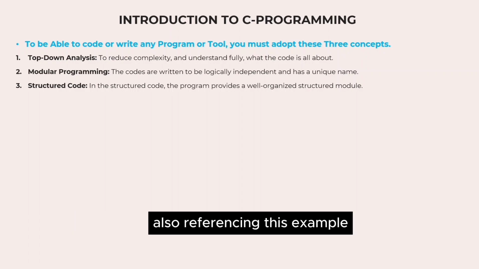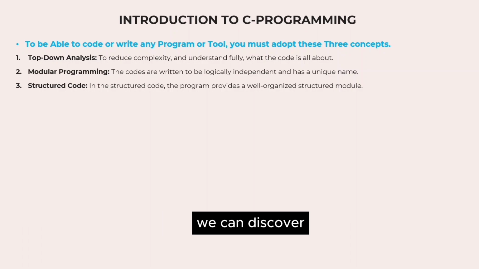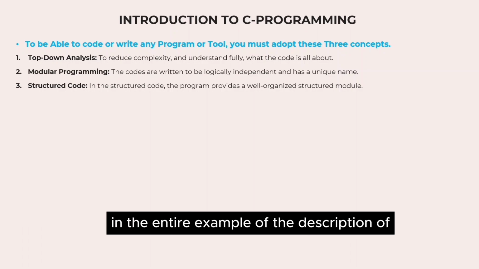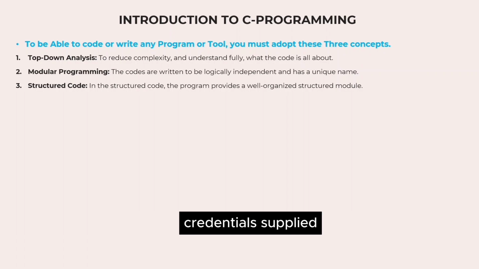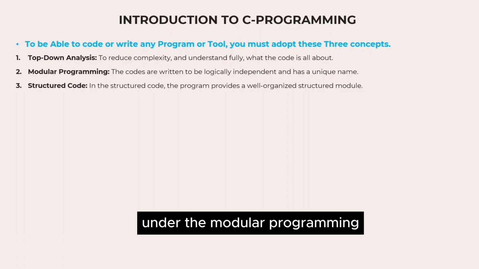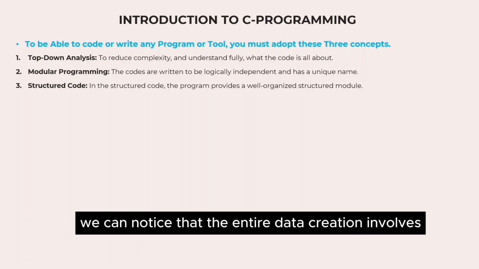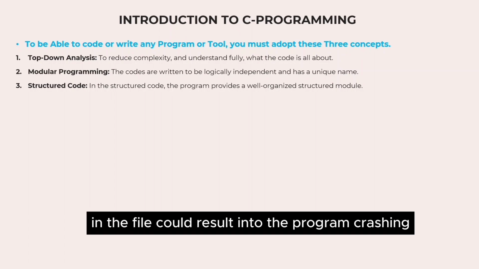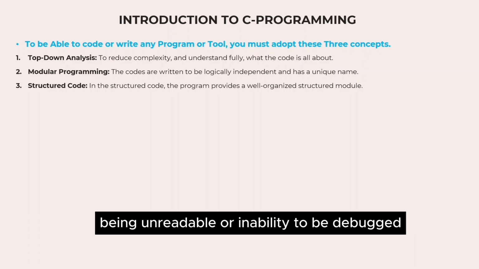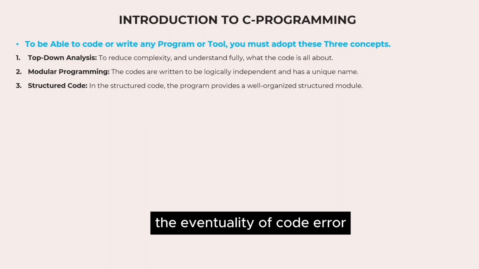Also, referencing this example to the first two concepts described earlier on. Firstly, the top-down analysis. For the top-down analysis, we can discover in the entire example the description of checking for errors or success in the database credentials supplied. Under modular programming, referencing the example given, we can notice that the entire data creation involves a series of processes, and writing the code of the entire process in one file could result in the program crashing, being unreadable, or inability to be debugged in the eventuality of a code error.